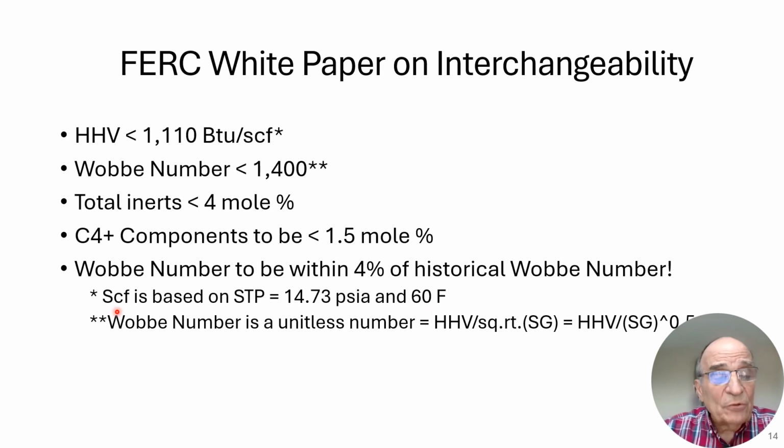And we need to be careful with this standard cubic foot or standard temperature and pressure, because different industries use different values for STP. The Wobbe number is a unitless number that is the higher heating value divided by the square root of the specific gravity, and it's shown here mathematically: HHV divided by the specific gravity to the 0.5 power.